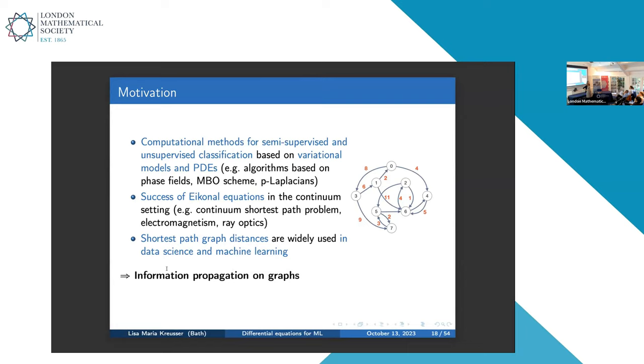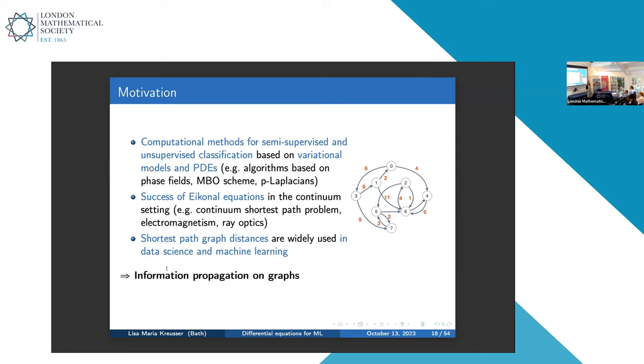And since differential equations have been investigated for such a long time, it makes sense to try to combine approaches based on numerical analysis and differential equations with the new field of data science and machine learning. In particular, the eikonal equation has been very powerful in the continuum setting, for instance, to determine continuum shortest paths, or also in ray tracing, where the general idea is that we have some sufficiently nice domain, and then you want to understand how waves propagate through this given domain. And in fact, this is all strongly related to shortest paths and graph distances in data science and machine learning, where the main hope is to understand information propagation better.